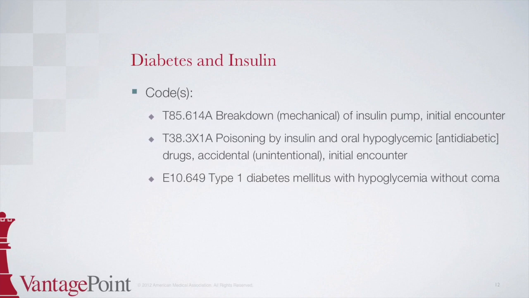When we confirm the code in the tabular index, we see that our choices are A, D, and S for our 7th character. Since the patient is being newly diagnosed with the pump complication, a 7th character of A is appropriate for initial encounter. The next code is T38.3X1A, poisoning by insulin and oral hypoglycemic antidiabetic drugs, accidental, unintentional, initial encounter.